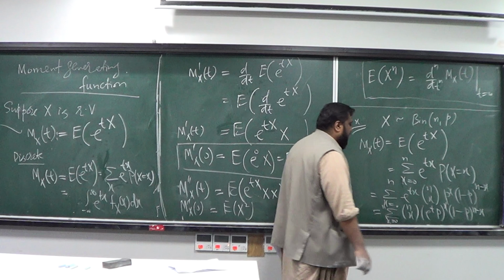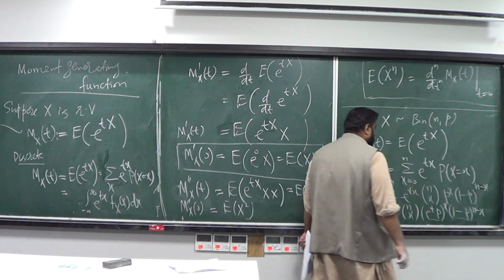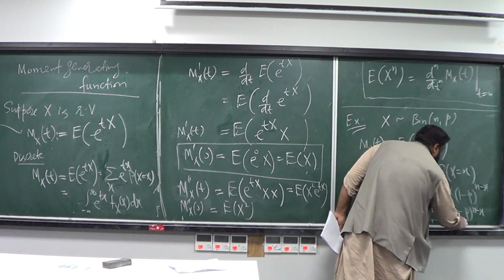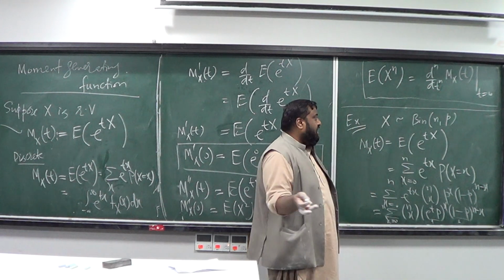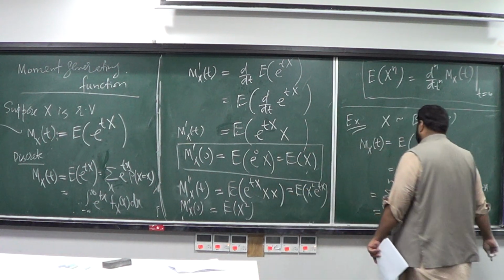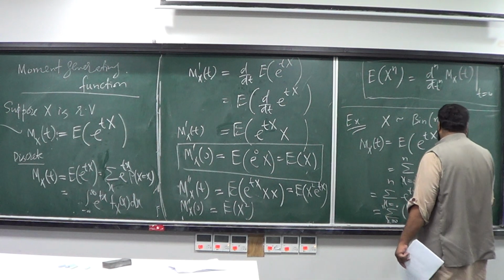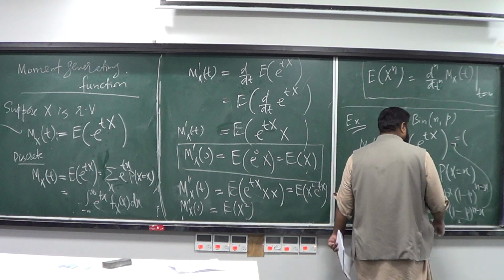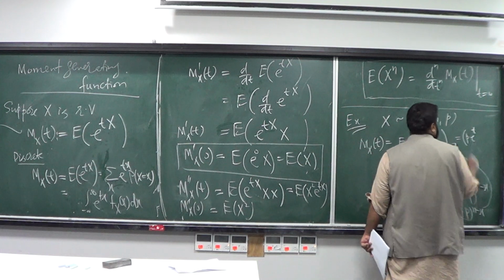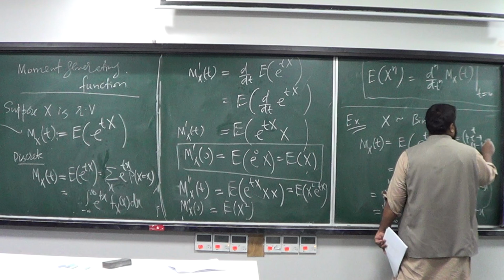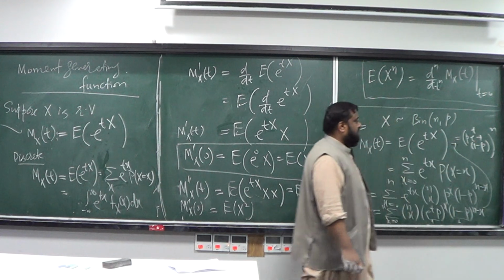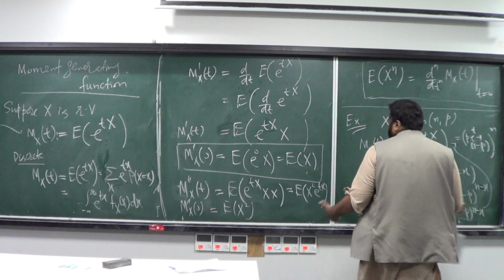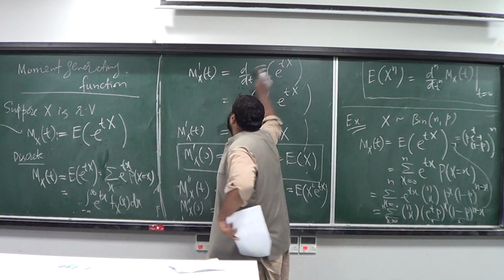Now, if I assume this as A and this as B, this is really the binomial formula. If I call this A and call this B, then this formula is A plus B to the power n. In other words, this sum is going to be equal to A plus B, p e to the t plus 1 minus p, to the power n. So the moment generating function of the binomial random variable is this function.